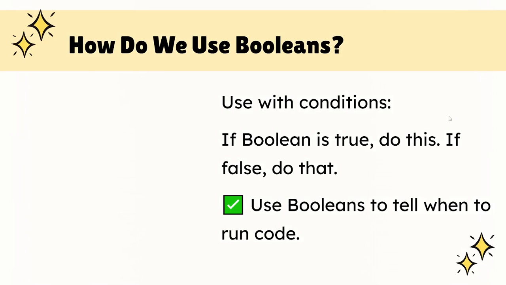So how do we use Booleans? Well, we use them with a condition. If a Boolean is true, do this. If it's false, do that. So Booleans tell the computer when to run the code.